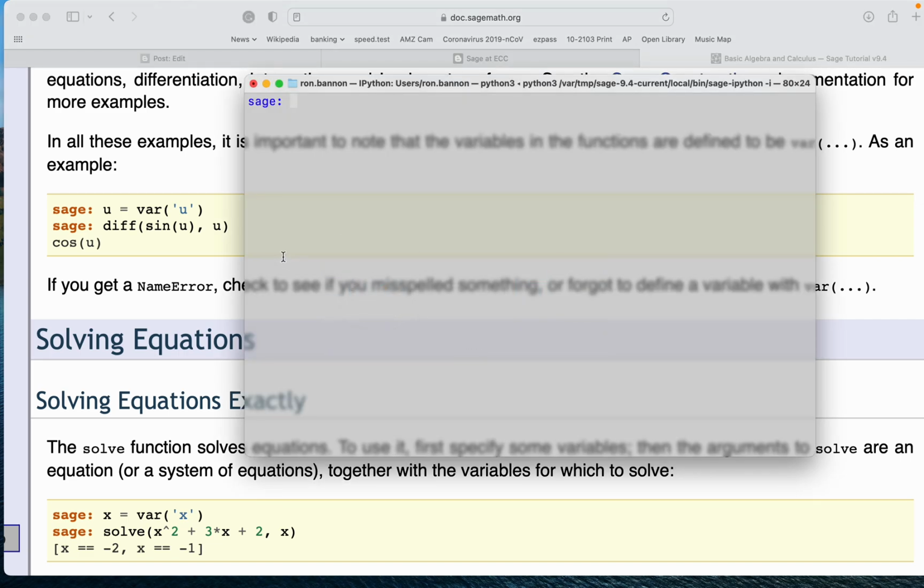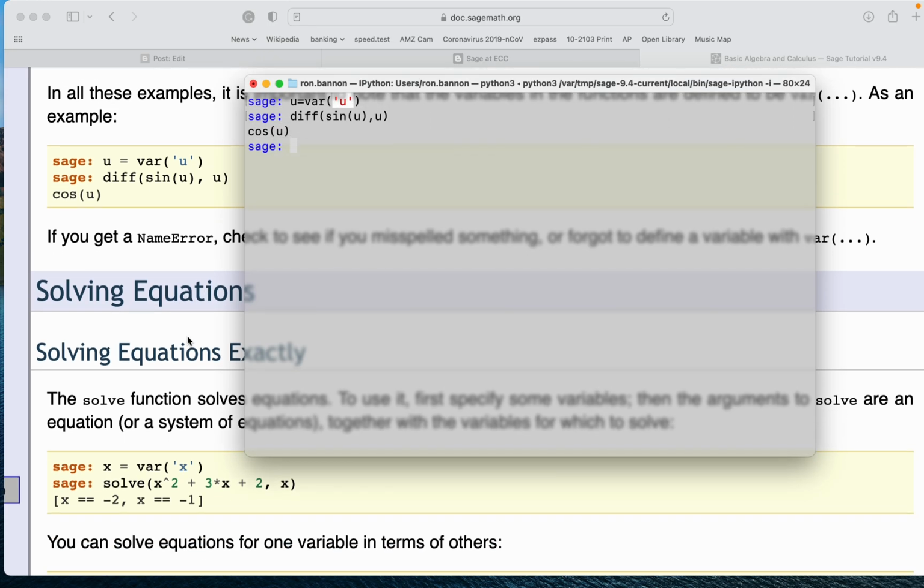I'm going to do u is a variable. That goes in single quotes now. And I'm going to say differentiate, D-I-F-F. I want to do sine of u with respect to u. Now, certainly you know the derivative if you've taken calculus. Yep, did okay. Let's go for solving equations.